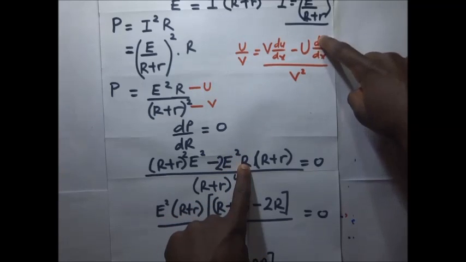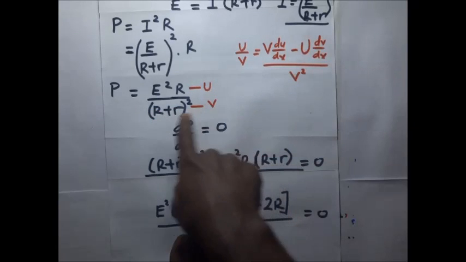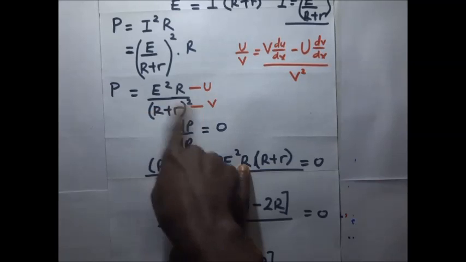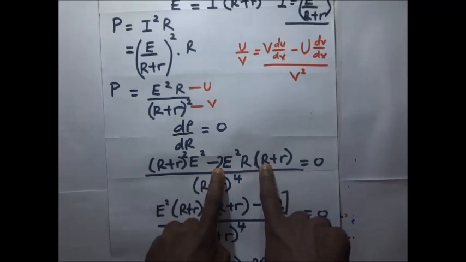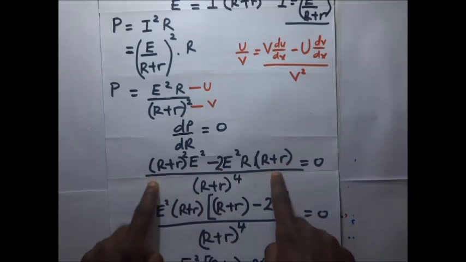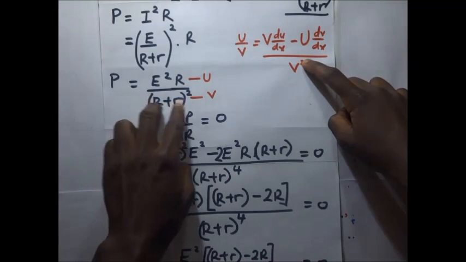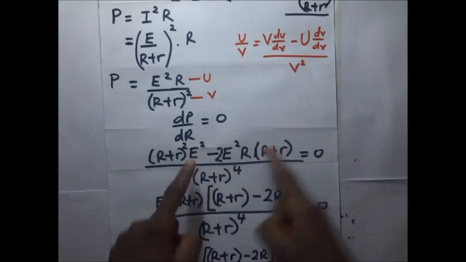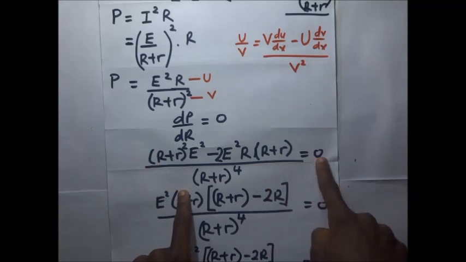Multiplied by the dv/dR, or the derivative of v with respect to R, which is going to be 2 times R plus r, divided by v squared. Our v is R plus r in brackets squared, so v squared is going to be R plus r to the power 4. So now we have finished the differentiation, and this is equal to 0.